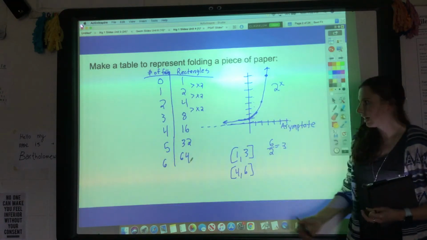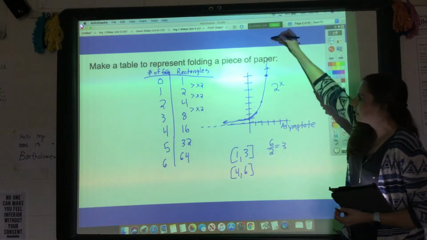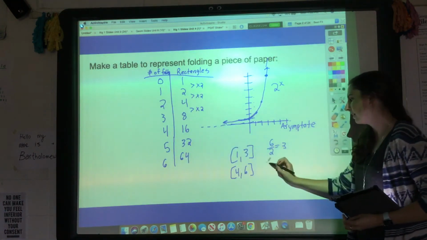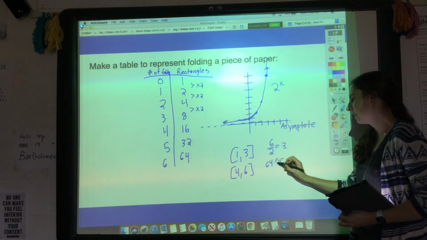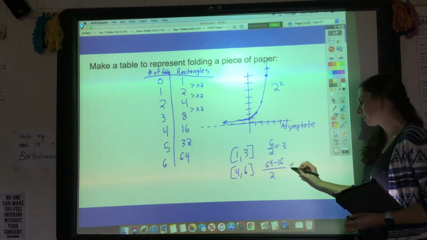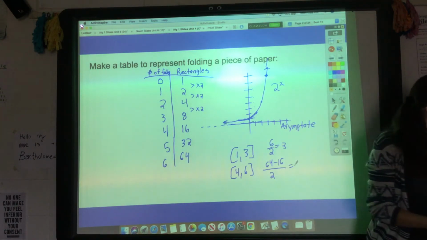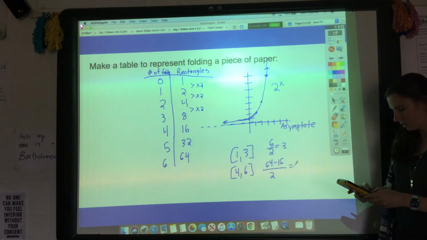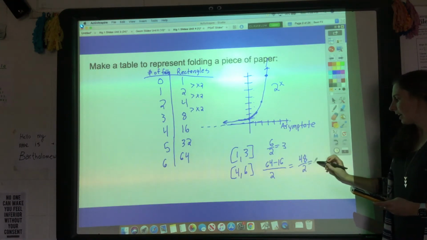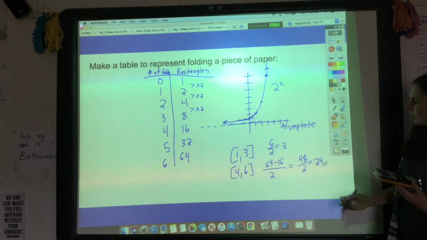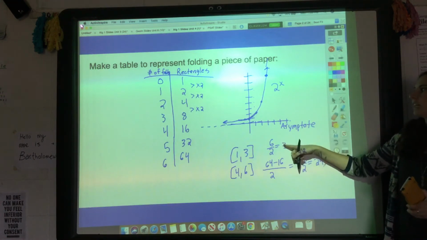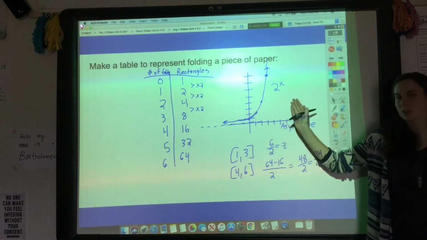If I'm looking at the rate of change on this interval, it is very steep. It's 64 minus 16 over 6 minus 4, which is 2. So what is that, 56? Sorry, 48. And so that is 24. Notice how 24 is a much steeper slope than this 3 is. So the farther you go, the steeper it gets.